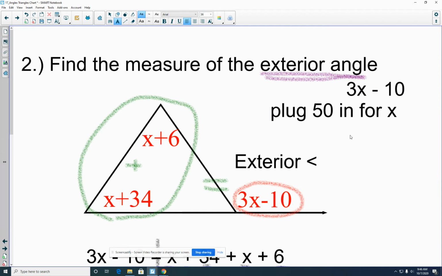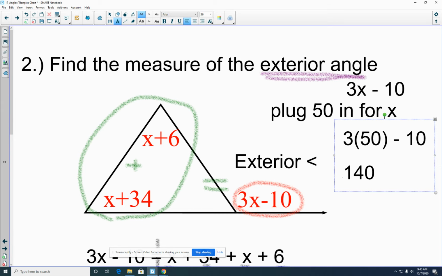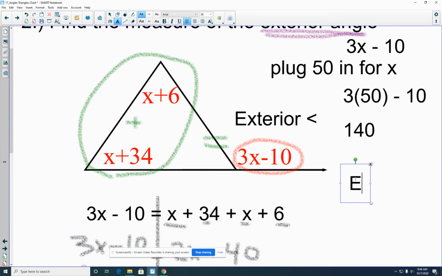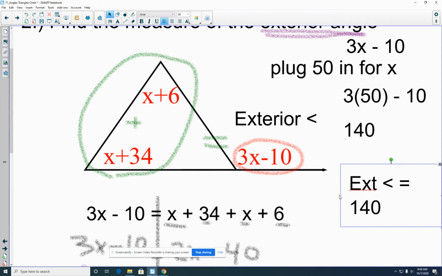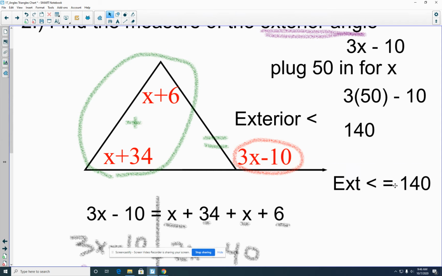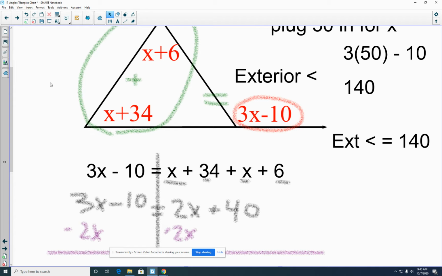All right, let's do that. We're going to do 3 times 50 minus 10. So 150 minus 10 is 140. Here, the exterior angle equals 140. And that is your final answer for this problem. So again, exterior angle theorem. This angle is equal to the sum of the two remote interior angles.